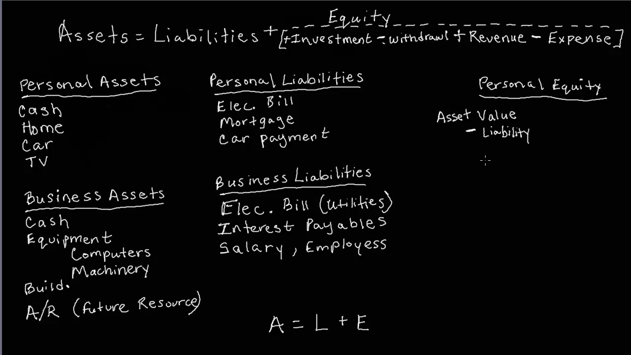Now, to give you a really quick example of equity at a personal level, think about if you own a home. If the total value of the home, again, I just said asset value because a home is also an asset, if the total value of the home is $100,000 and the amount that you still have left to pay is $70,000, that means that the total equity in your home right now is the $100,000 minus the 70, which is 30.